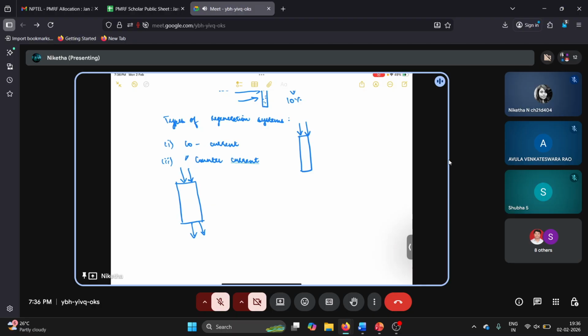And then counter current means the resin is like this. This is the direction of the wastewater flow from top down. But instead of co-current, we pass the solution in the opposite direction. From the bottom, it is going to come up and pass out. So this is called counter current flow.